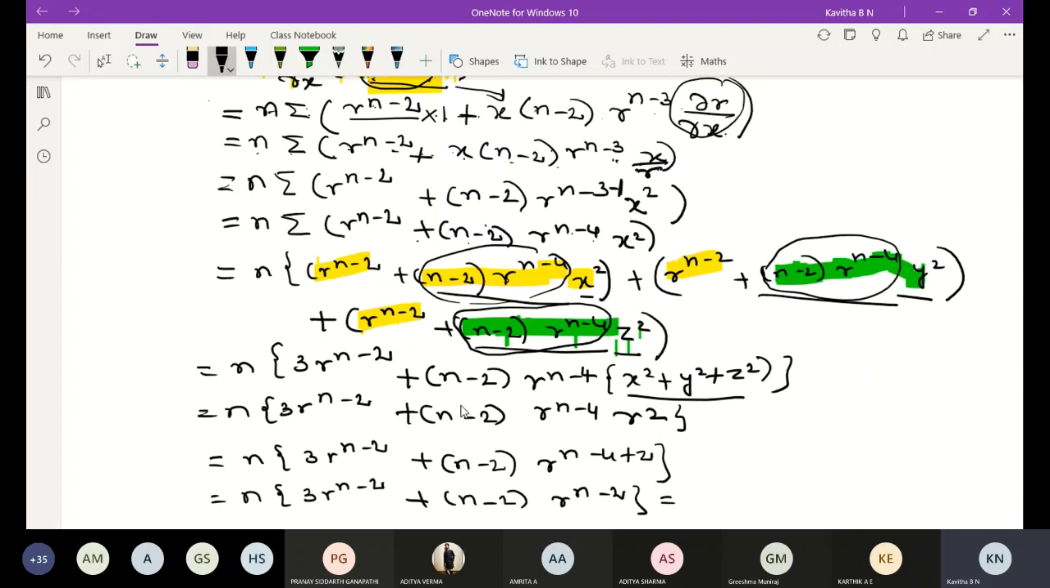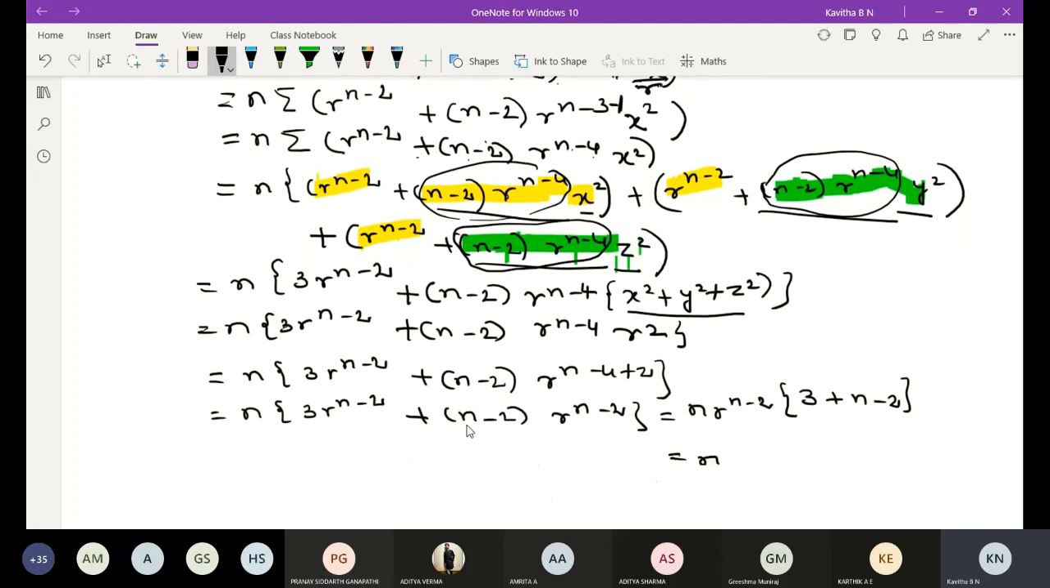Then we can take again r to the power of n minus 2 common. Remaining is here 3 plus n minus 2. Then simplify: n into r to the power of n minus 2 into n plus 1. Okay, this is what we have to prove, n into n plus 1 r to the power of n minus 2. Okay, this is the required answer.